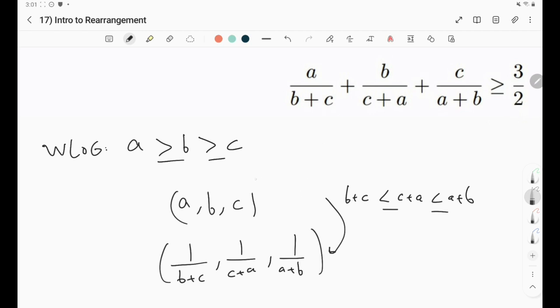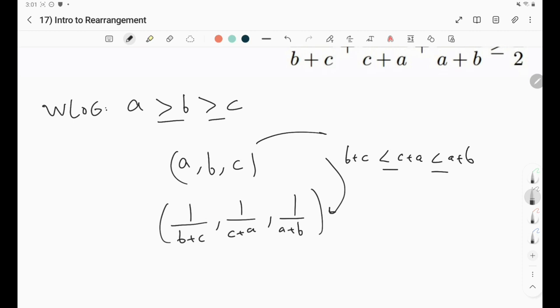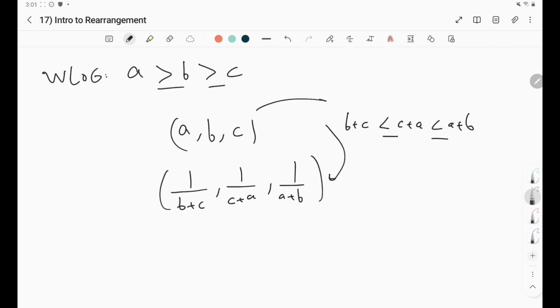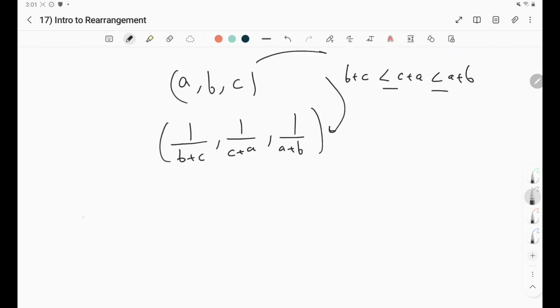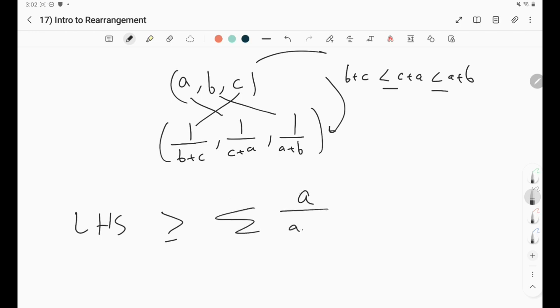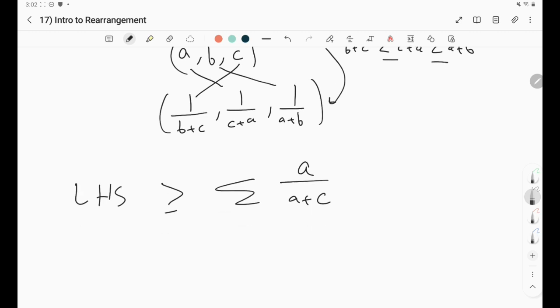Well, you cannot get 3 over 2 directly, of course, because you can only get other sequences, right? So let's actually try to apply some other sequences. For example, the S max, that is the LHS, is actually greater than, let's take some random one. Now let's take maybe this with this, this with this, and this with this. So you can say it's sigma A over A plus C, right? One other possibility, of course, this alone is not enough, because you cannot say that this is just greater than 3 over 2.